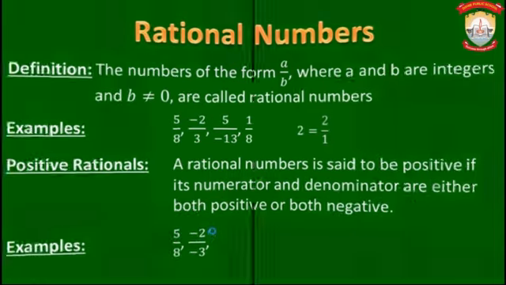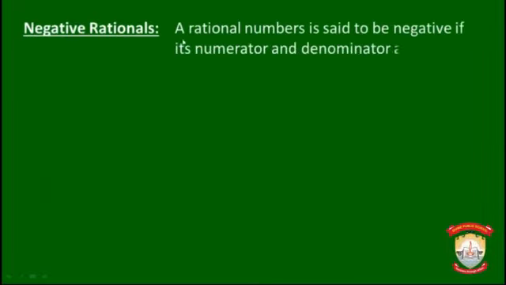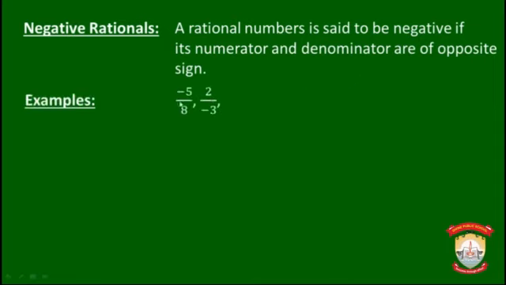Now we talk about negative rational numbers. So what are negative rational numbers? A rational number is said to be negative if its numerator and denominator are of opposite sign. For example, minus 5 upon 8. Here the numerator is negative and the denominator is positive. Both have opposite signs. That's why it is a negative rational number. Similarly, 2 upon minus 3. Here the numerator is positive and the denominator is negative. Both have different signs. That's why it is also a negative rational number.